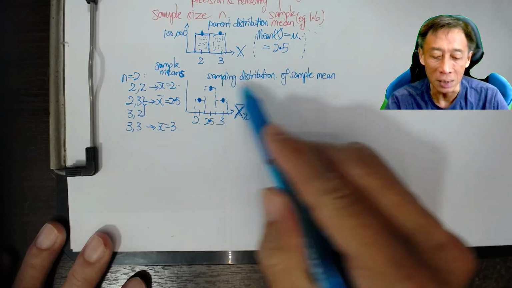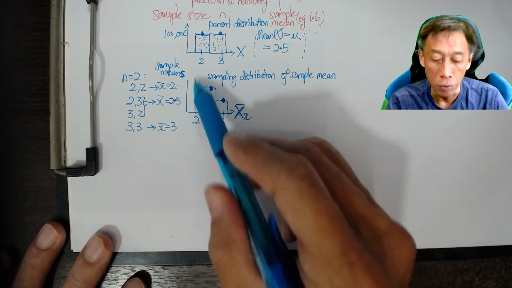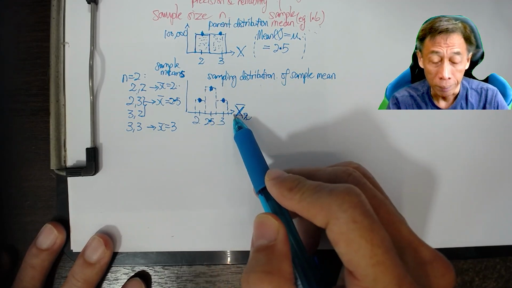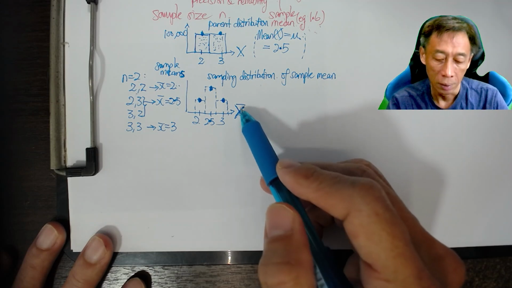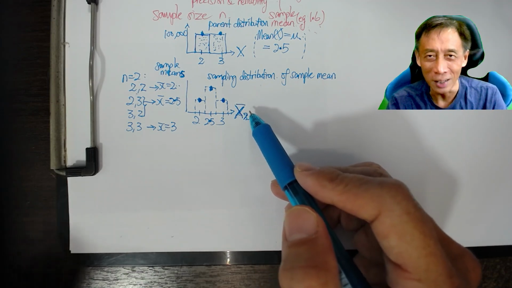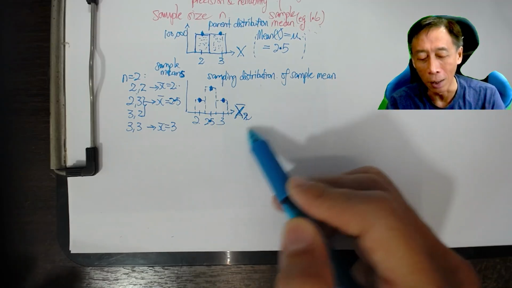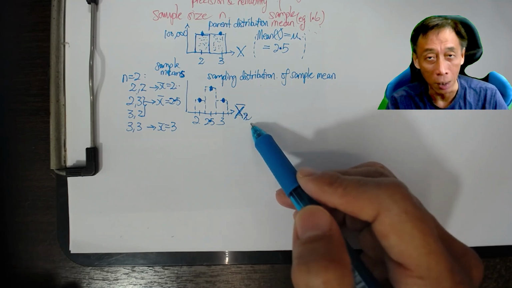So anytime you see sampling distribution, not sample mean, remember that sample mean is the number. Sampling distribution is a histogram, right? And the associated random variable almost always will have a bar here, unless you are trying to be weird and say let W equal X bar 2. That's not very descriptive, right? So we'll rather stick with X bar 2.